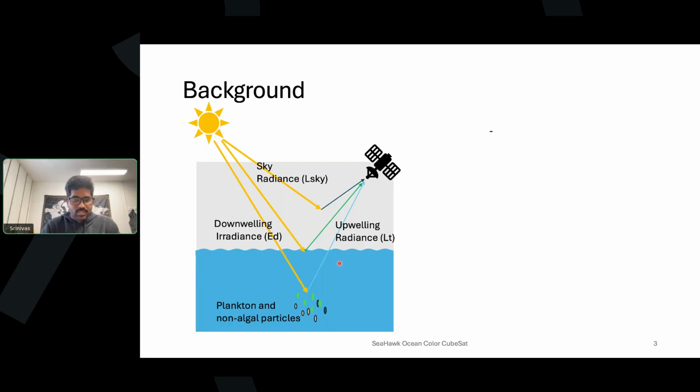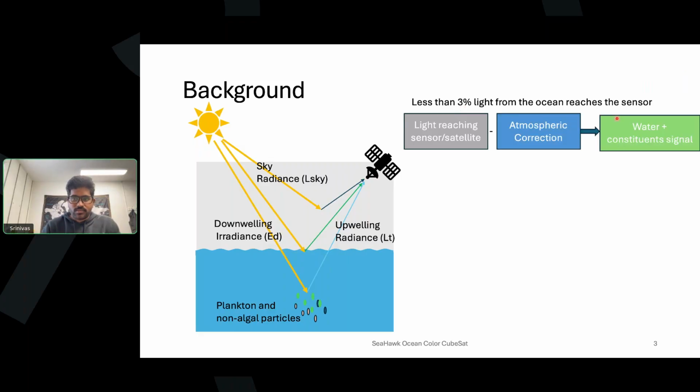So how do we get to this? We have to note that less than 3% of the light from the ocean reaches the sensor. Land is considered a bright target, but ocean is considered a dark target because most of the light coming onto the water surface gets absorbed, and only a part of it goes below the water surface and interacts with different optically significant substances. So in order to get the water plus constituent signal, we need to remove the influence of the atmosphere, also called atmospheric correction, from the total light that is reaching the sensor or the satellite. So we need to remove the component from this and this to get the last component.